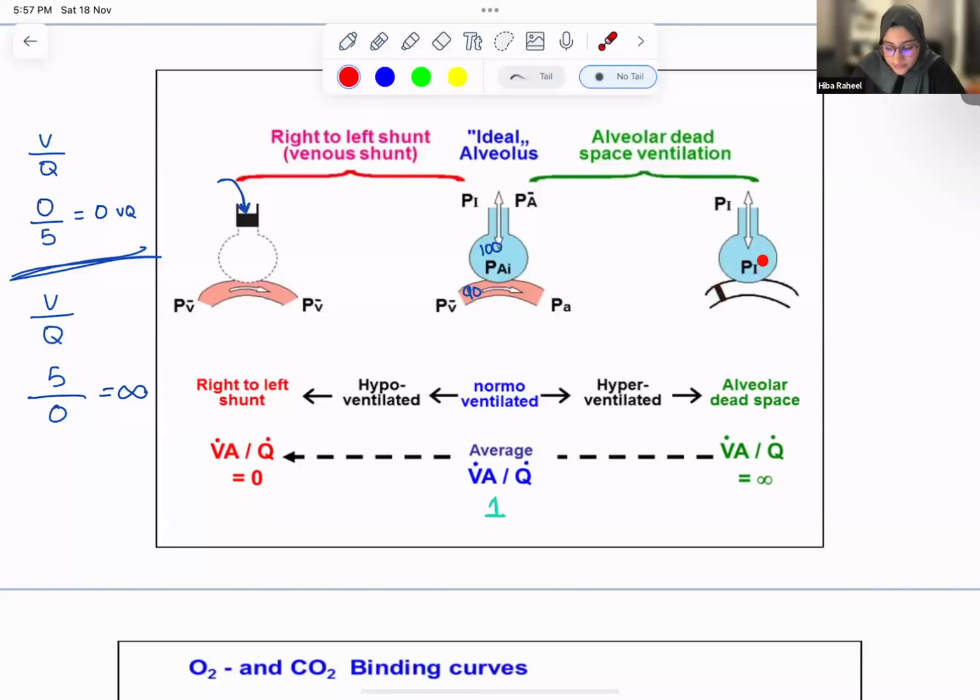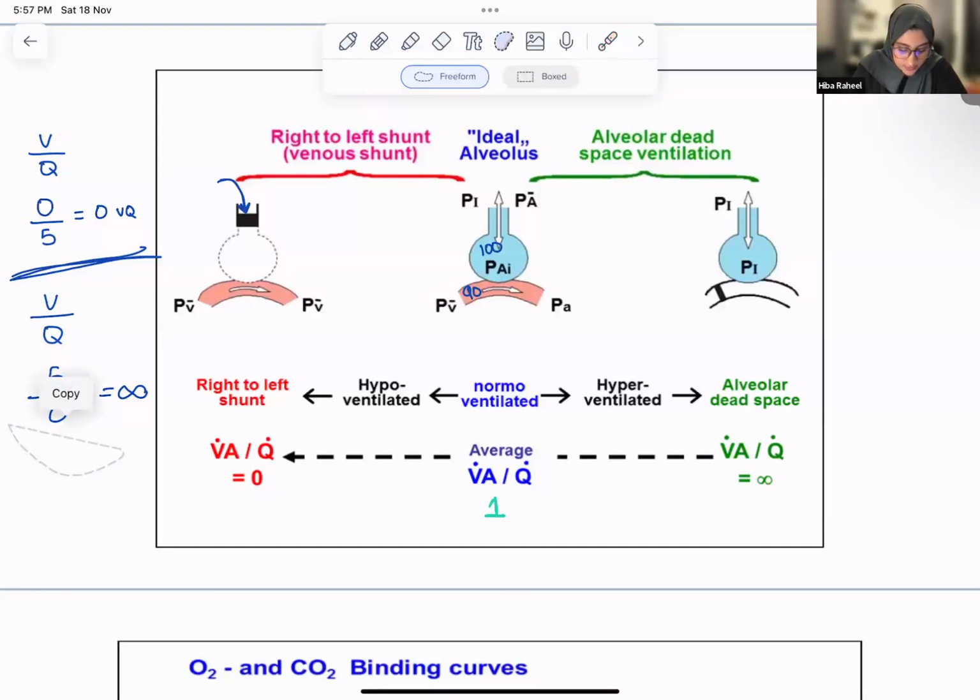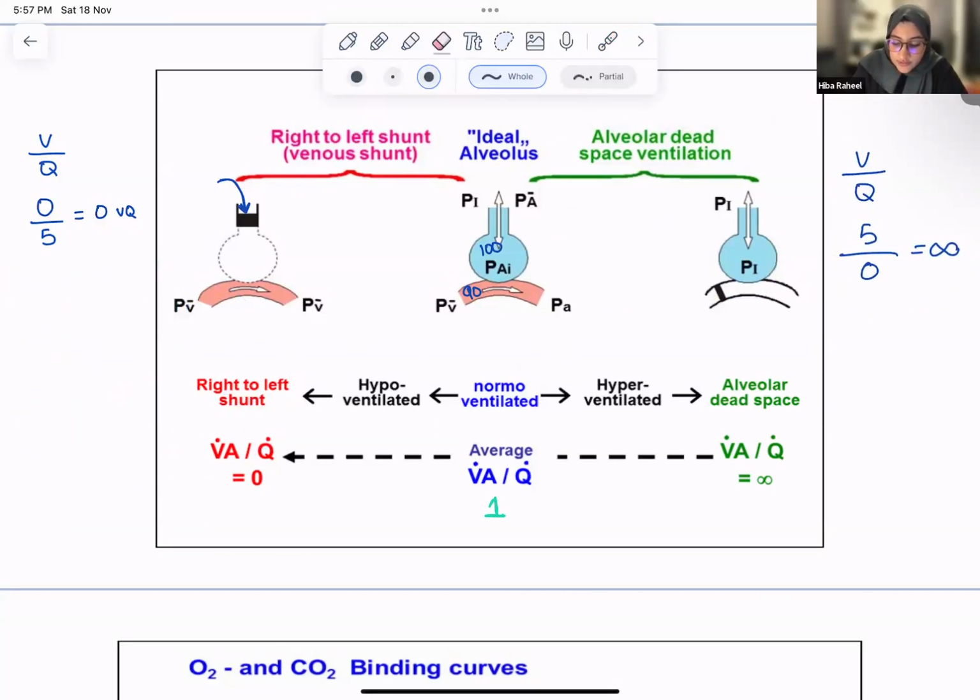Now let's look over here. Over here, I will actually take this part and bring it here so you guys can understand. Okay. All right. So over here, you can see that ventilation is occurring normally. Gas is coming inside. However, there is a block here. There is an embolus. There's something blocking the artery.